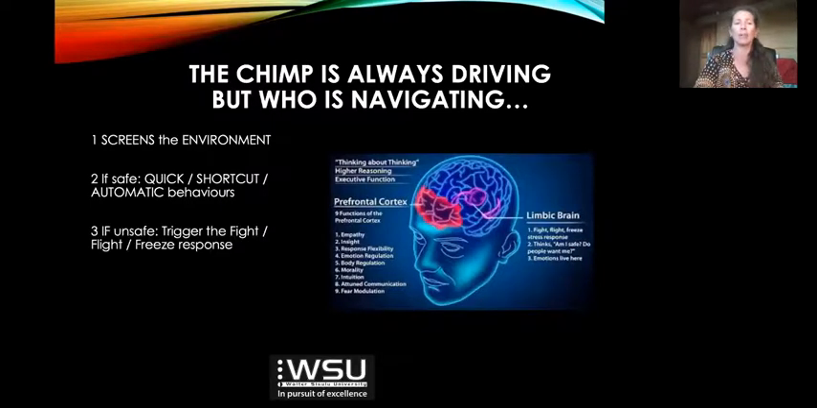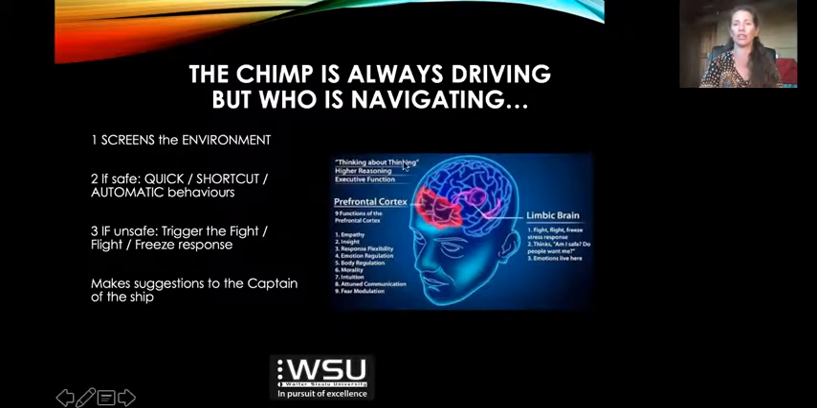But as soon as something happens, somebody quickly cuts in front of you, it triggers that flight, fight, freeze response. And the chimp makes suggestions to this captain of the ship or this sage, this prefrontal cortex. And in the ideal world, what should be happening is the prefrontal cortex is the one that should be navigating. So although the chimp is driving, we preferably want our lives to be driven or controlled by the impulses from our prefrontal cortex. When the chimp is in charge and your sage is locked in the trunk of the car, a little MCU quote, then you have a problem.